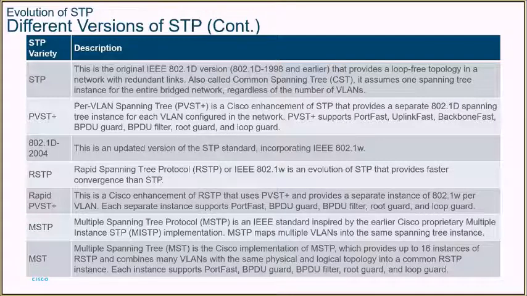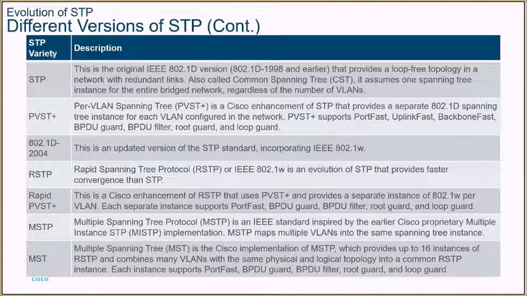Supports PortFast, UplinkFast, BackboneFast, BPDU guard, BPDU filter, root guard, and loop guard. The 2004 standard incorporates 802.1w, which is Rapid Spanning Tree. Rapid Spanning Tree, of course, is 802.1w, with faster convergence than the original version. Then there's Rapid PVST, which is Cisco enhancing RSTP with the same changes as they did with STP.